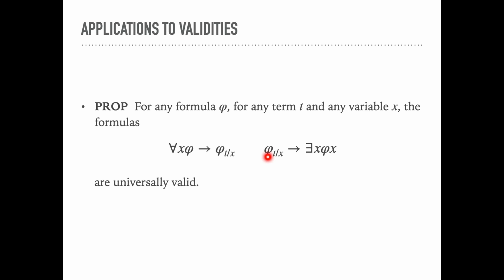So here you can think of there being a value for which phi holds, represented by t, right? Then that is a witness for the existential statement. So take a few moments to prove these. It will be a good exercise not only to see if you understood the substitution lemma, but also if you understood the definition of the satisfaction relation for quantifiers.